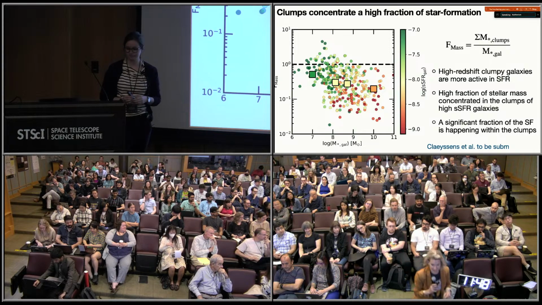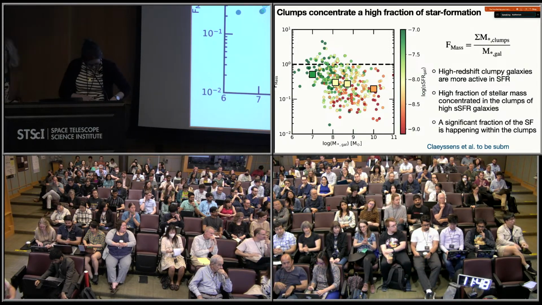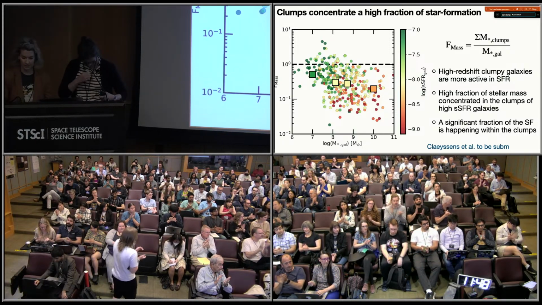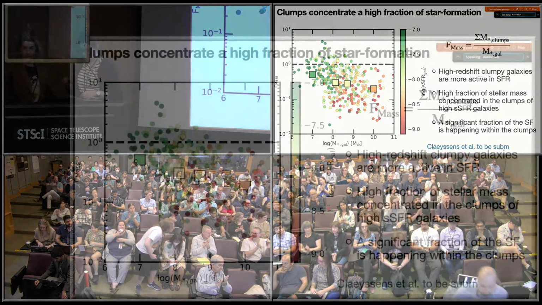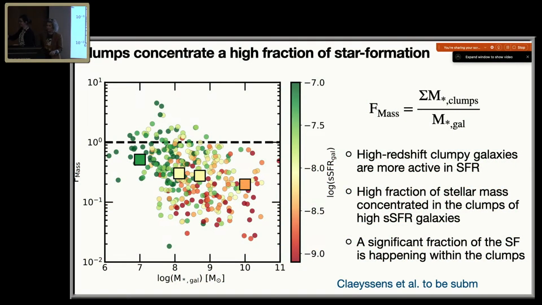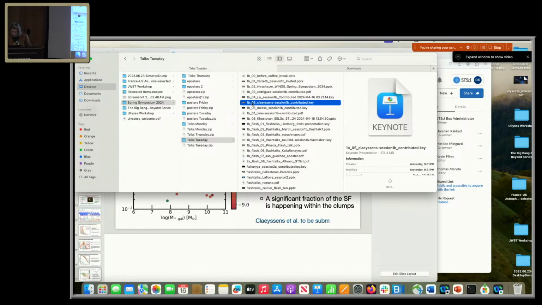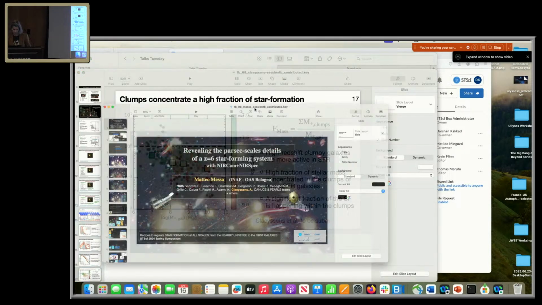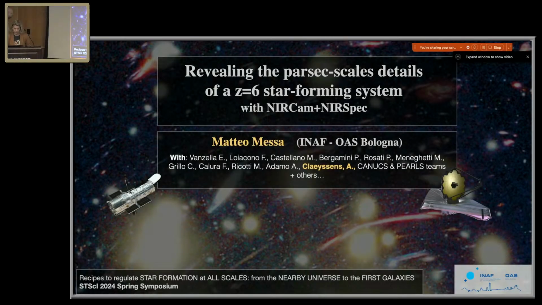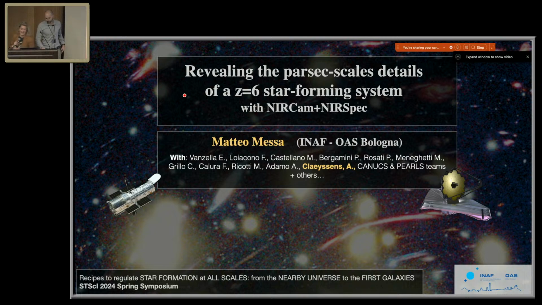Okay, well, thanks, Adelaide Cossens again. And next up... That's great. Yeah, nice. So next up we have Matteo Messa from INAF, who's going to be talking about parsec scales at redshift 6 star forming system with NIRCam and NIRSpec.